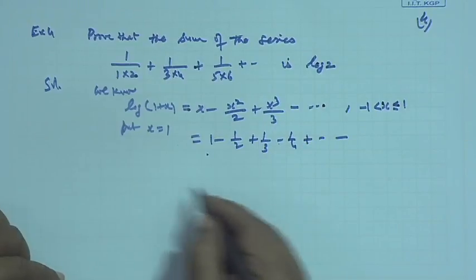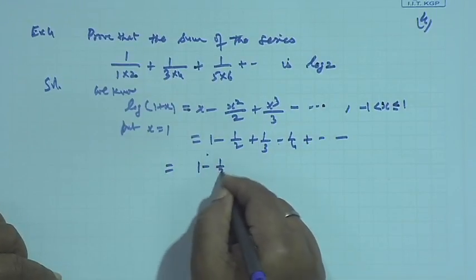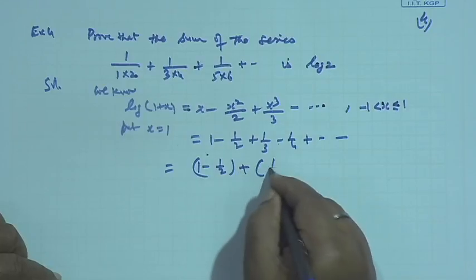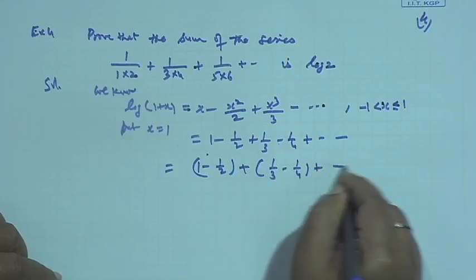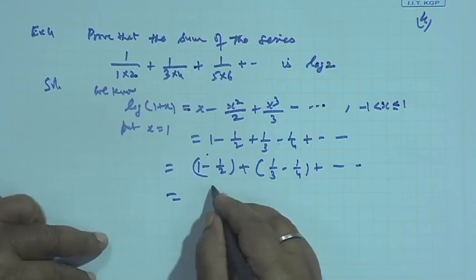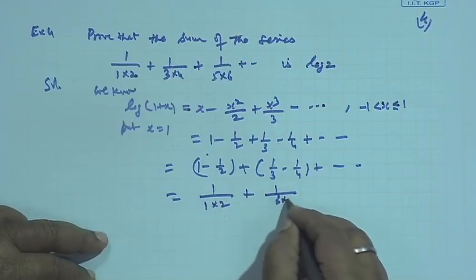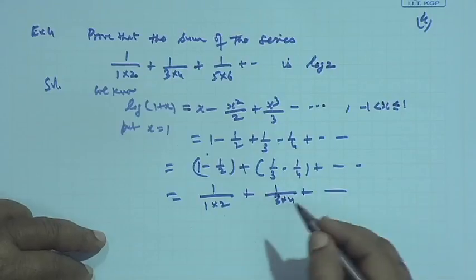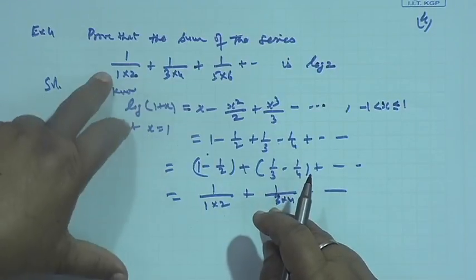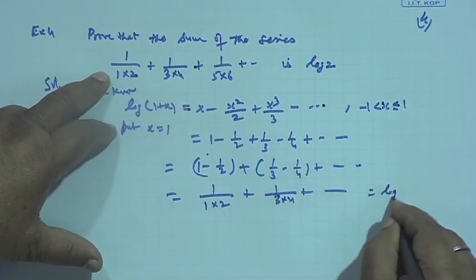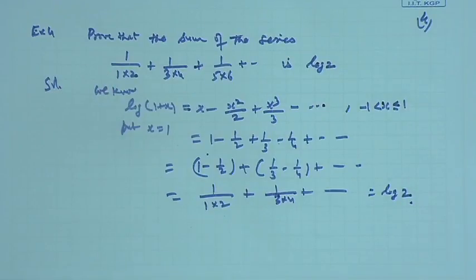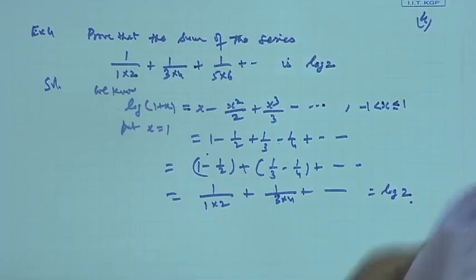and then rearranging the terms. So, this will be 1 minus half, then plus 1/3 minus 1/4 and so on, and after rearranging you are getting basically 1 over 1 into 2, 1 over 3 into 4 and like this. So, this is nothing but the same as this series, therefore, the sum will be log 2. So, here we do not have any problem. Okay.